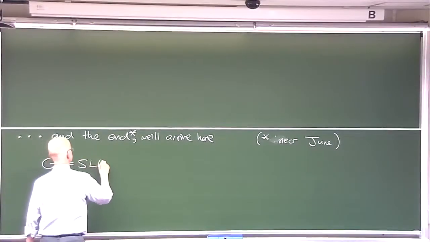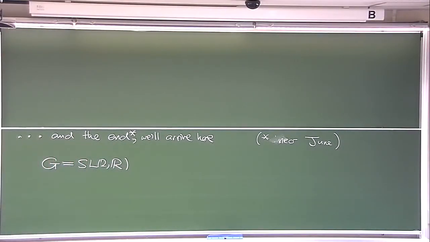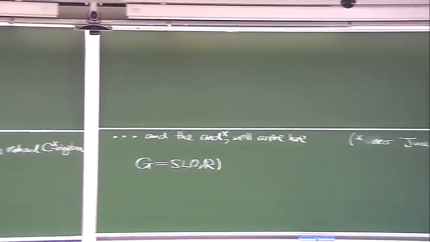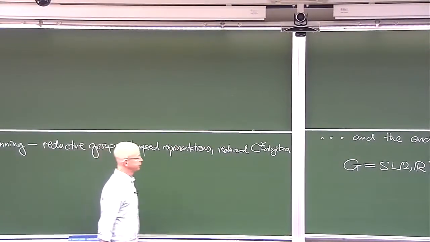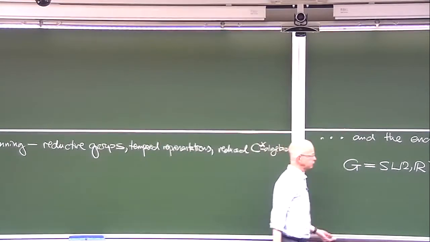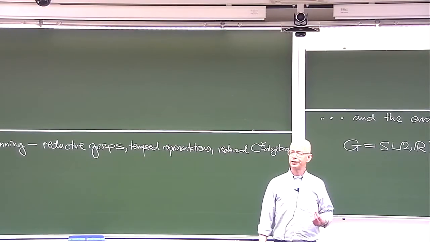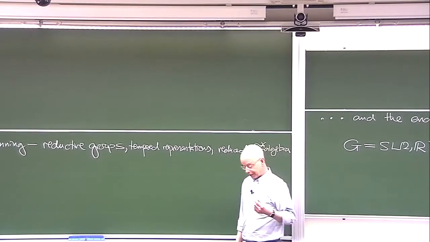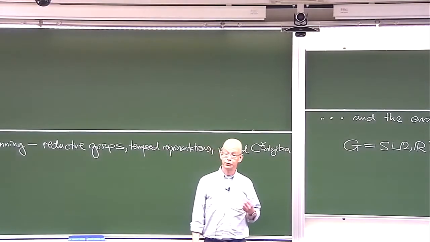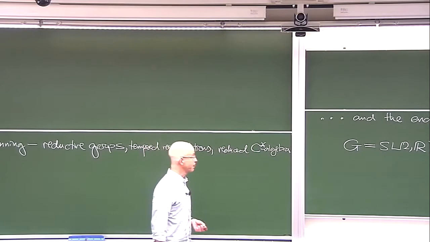I'll illustrate where we'll end up with this example. This is an example of one of these groups, one of these reductive groups, real reductive groups. So we're trying to understand the representations of this group, the representation theory of this group, what are called tempered representations, which are the ones that Harishchandra studied in detail.